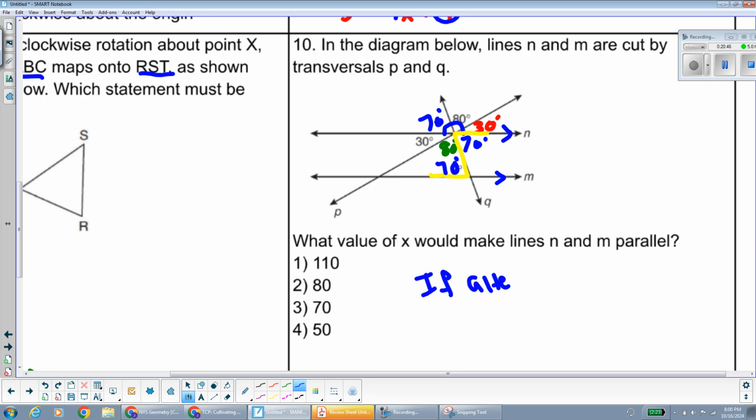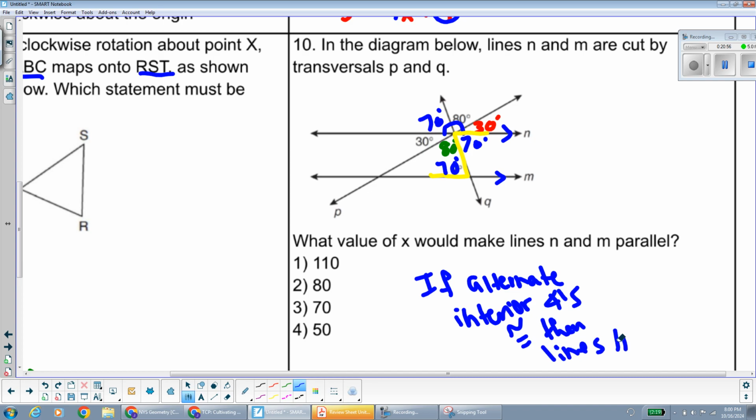If alternate interior angles are congruent, then lines are parallel.